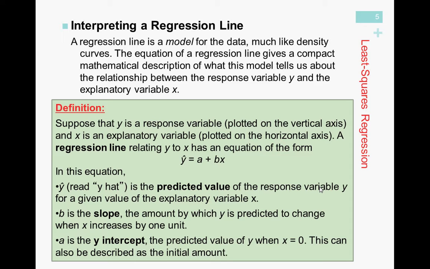a is the y-intercept, and again, this is telling you generally what it is every time. It's the predicted value of y when x equals 0. This can also be described as the initial amount. So when they ask you to interpret these things, all you have to do is put these things in context.